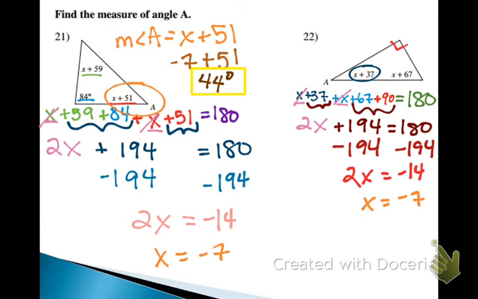Did it ask me what x was? No. It asked me to find the measure of angle A. So I need to do what?